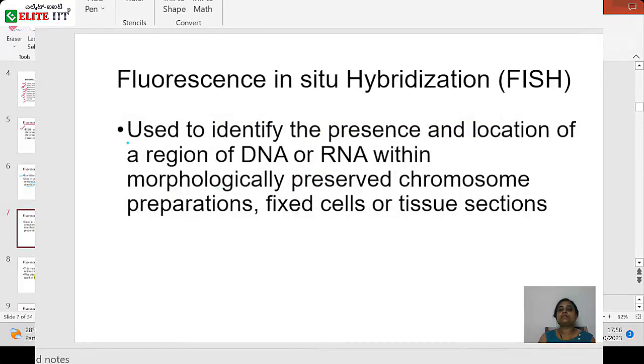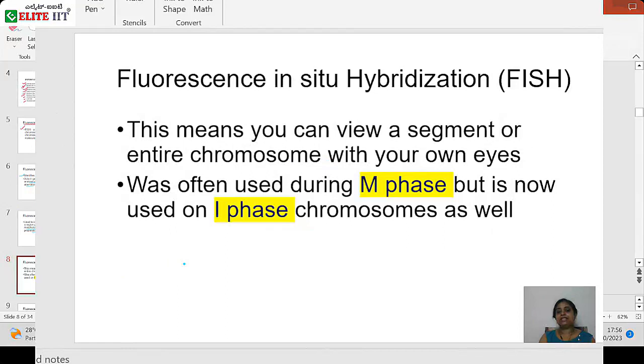In this process, it is used to identify the presence and location of a region of DNA or RNA within morphologically preserved chromosome preparations, fixed cells, or tissue sections. You can localize any DNA sequence. This means you can view a segment or an entire chromosome with your own eyes. So you can identify or localize any sequence and visualize it in the chromosome.